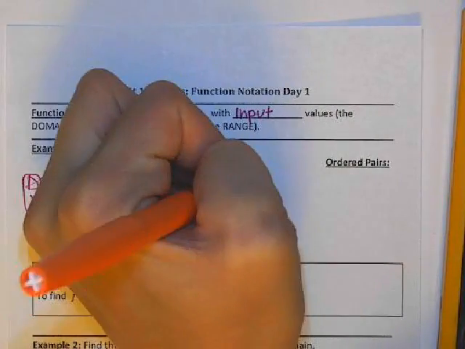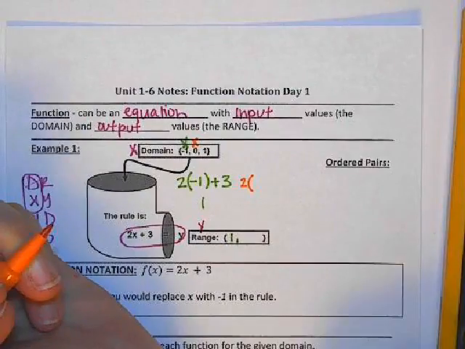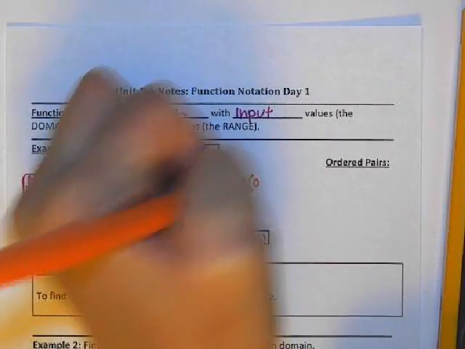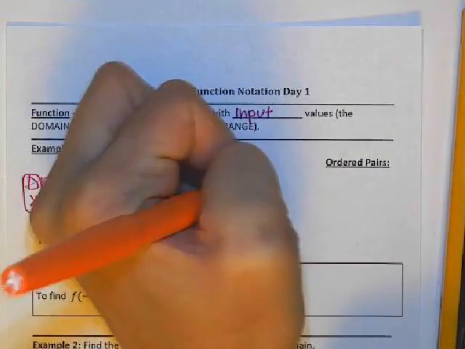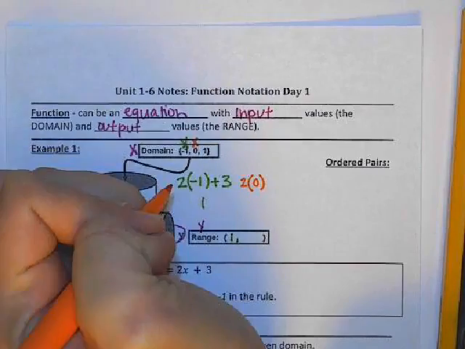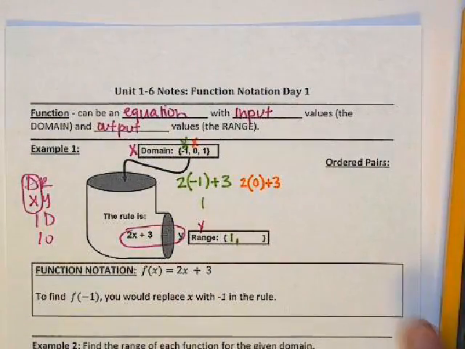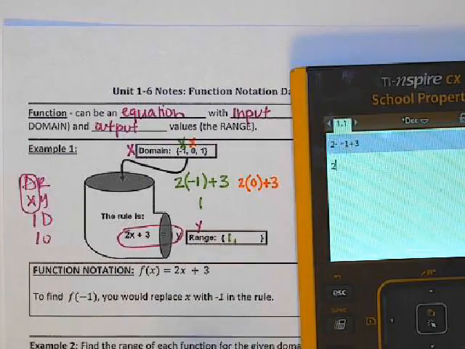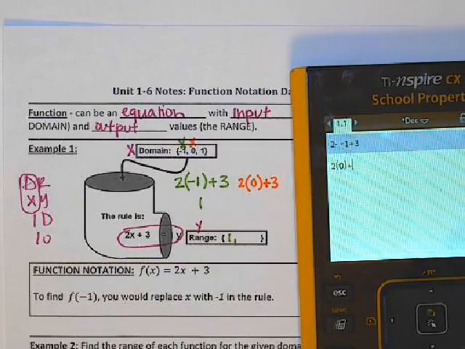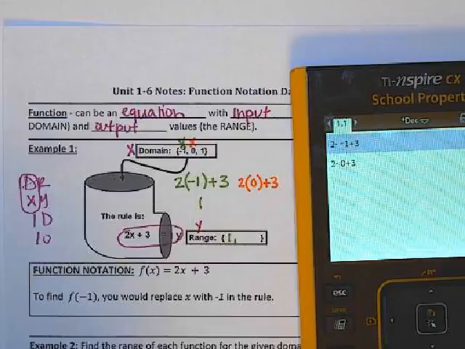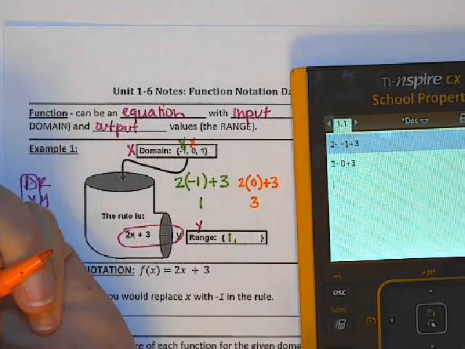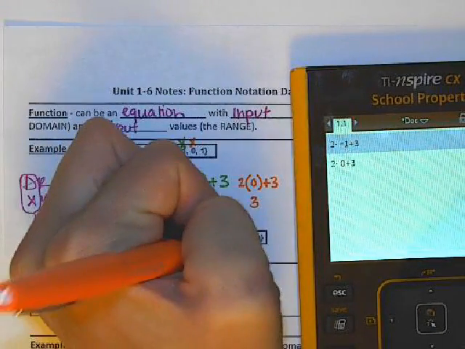So then I take 2. And I'm going to sub 0 into the game. So I'm going to put him in parentheses and then plus 3. And I'm going to plug that in my calculator exactly how it looks. 2 times 0 plus 3, which gives me 3. And 3 represents my what? Y. My range. Good.